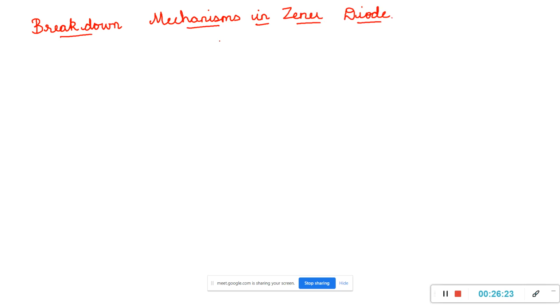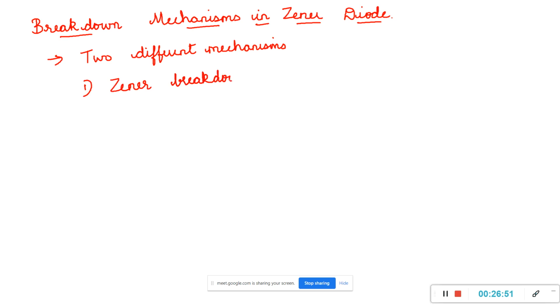So the breakdown mechanism. There are two different mechanisms due to which the breakdown may occur in the Zener diode. One is Zener breakdown. The second one is Avalanche breakdown.